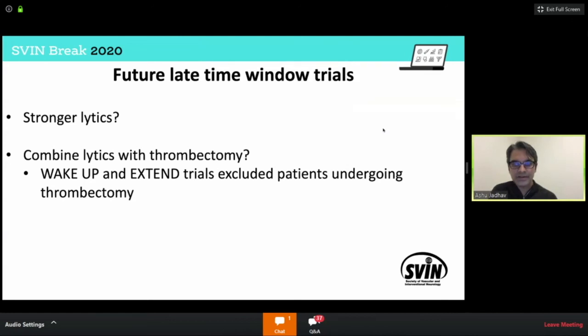Those trials are designed to show benefit, but then we take a step back and look at it pragmatically. There's many more patients that likely benefit from reperfusion therapy. So what is the future direction here now in the late time window? Are there stronger lytics that we should be thinking about? Should we combine lytics with thrombectomy?